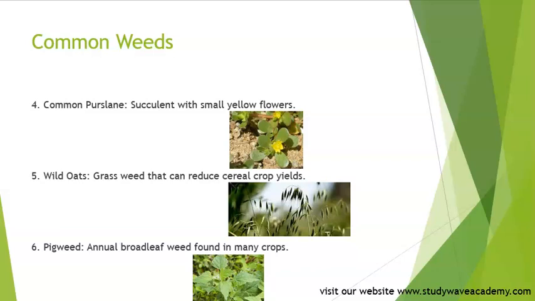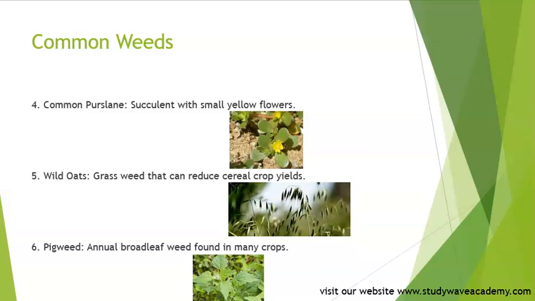Another common weed we have is pigweed, an annual broadleaf weed found in many crops. Pigweed is a tall weed with broad leaves and a bushy appearance. It can grow quite large, sometimes reaching heights of several feet. The leaves of pigweed are broad and can vary in shape, often with reddish tints on the stems.